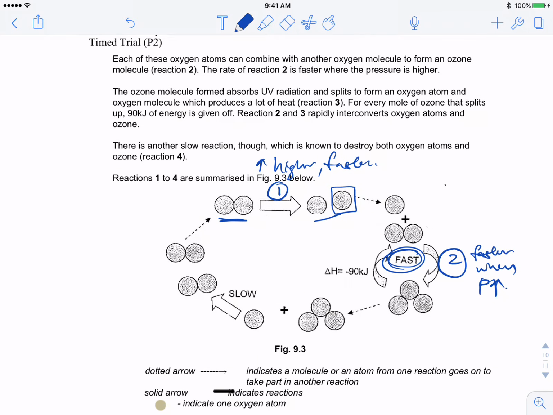Then the ozone molecule formed absorbs UV and splits to form an oxygen atom and an oxygen molecule, which produces a lot of heat. Reactions 2 and 3 rapidly interconvert oxygen atoms and ozone. Okay, so this is 4.